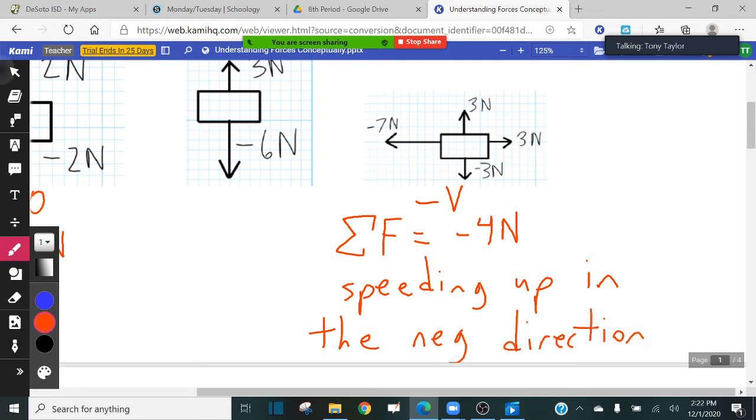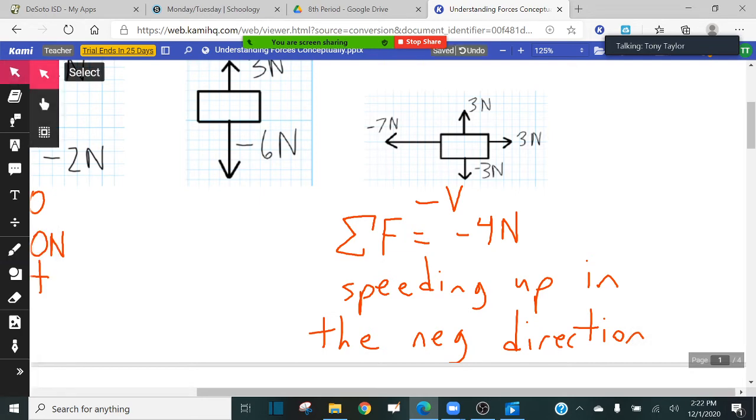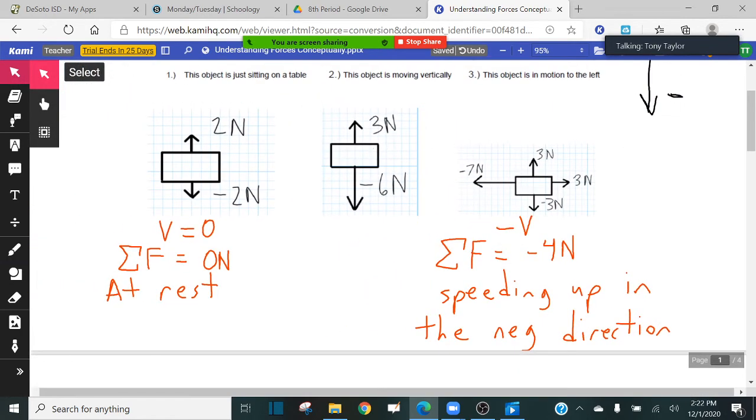So guys, everything that I have there in red, that should be your answer for number 3. So I'm gonna let you guys write that down. The object is going to be speeding up because it's moving in the direction of the dominant force. So this object is speeding up while moving in the negative direction. Do y'all got that? Does that make sense?